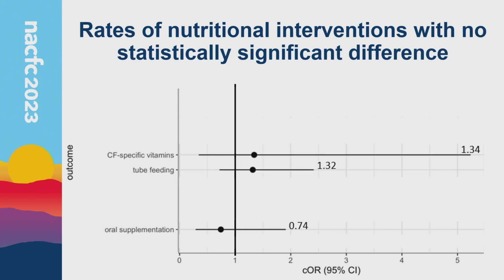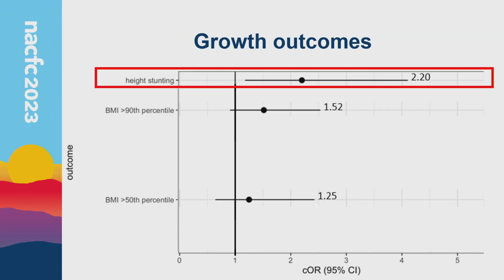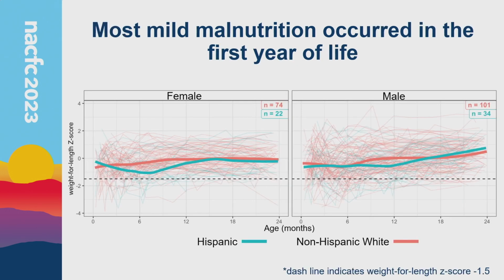There didn't seem to be a difference in interventions that would account for those different growth outcomes. TPN is not listed on this one because we only had one patient, so we weren't able to include them here. And there was no statistical significance in elevated BMI between the two cohorts. We're going to dive a little deeper, though, into the weight for length scores. So again, let's walk through this slide first.